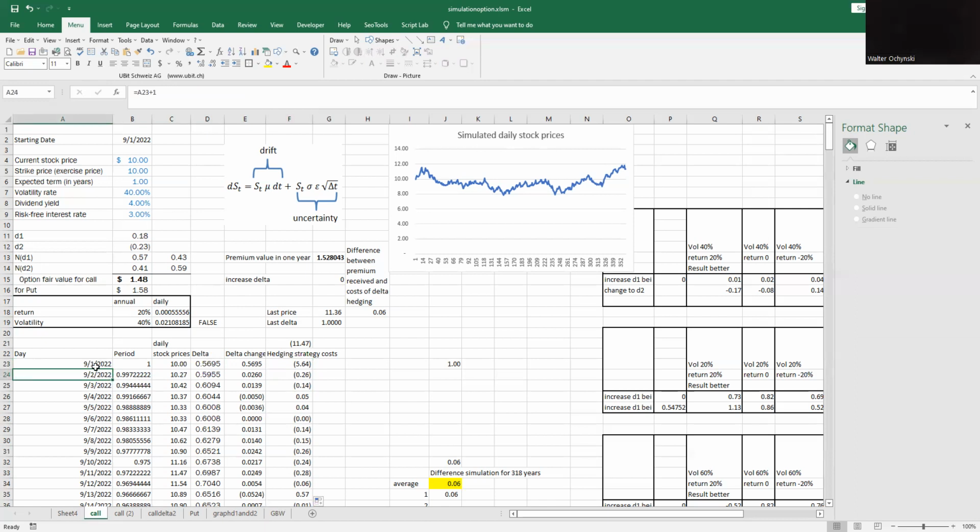The second day, let me explain the second day. We have increased the day by 1. The period is reduced by 1 day, and now we are obtaining our first simulated stock price. To calculate the change, we use the well-known formula, which assumes the drift plus the volatility.